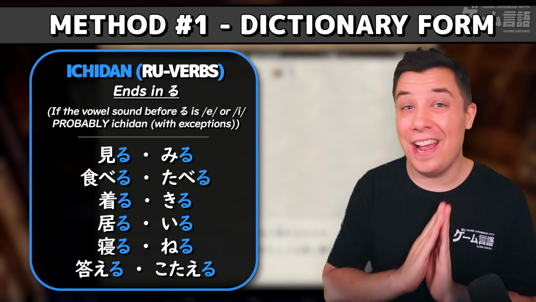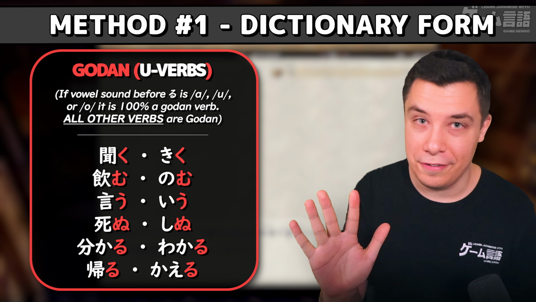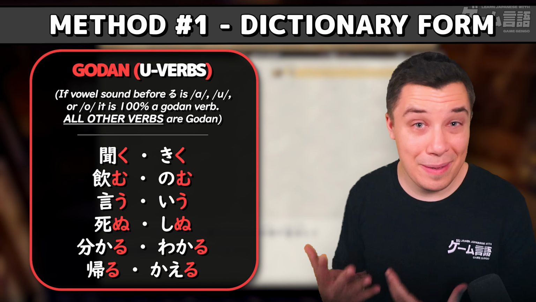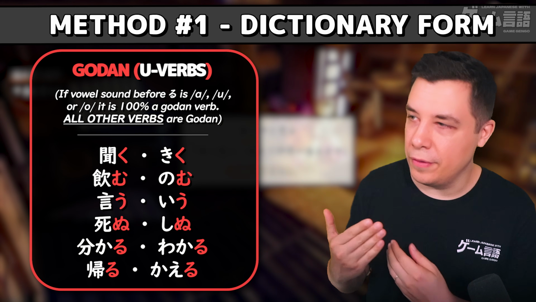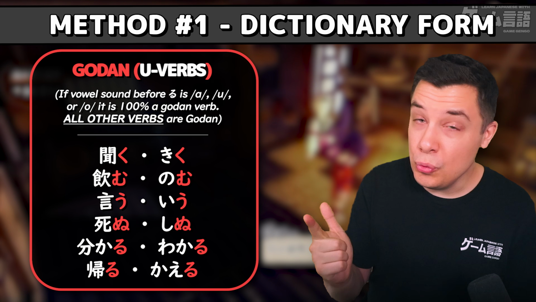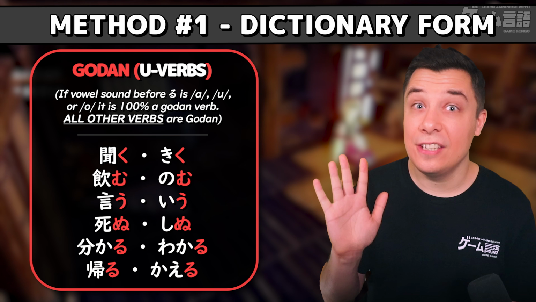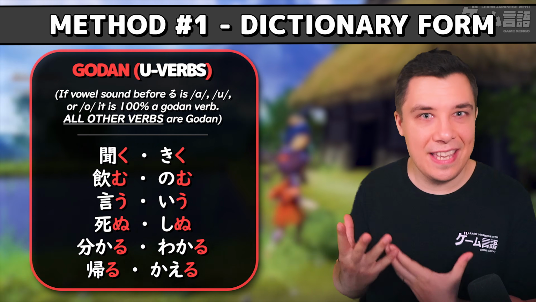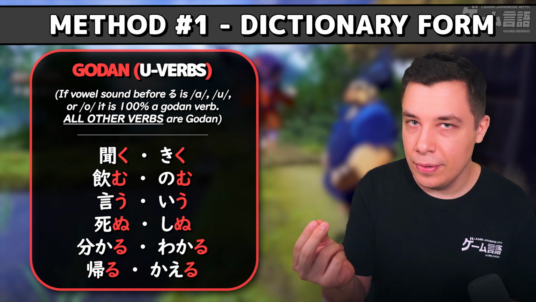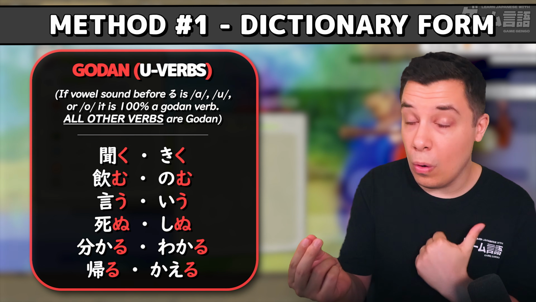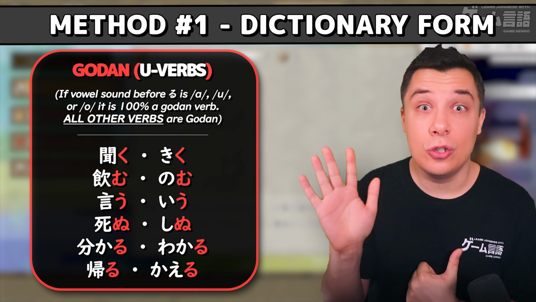Everything else, every other verb, is a Godan verb. And so that means that if the vowel sound before the ru is an a, u, or o, then it's always 100% a Godan verb. And so this means even if the verb ends in a ru, if it has an a, u, or o sound before the ru, it's a Godan verb.